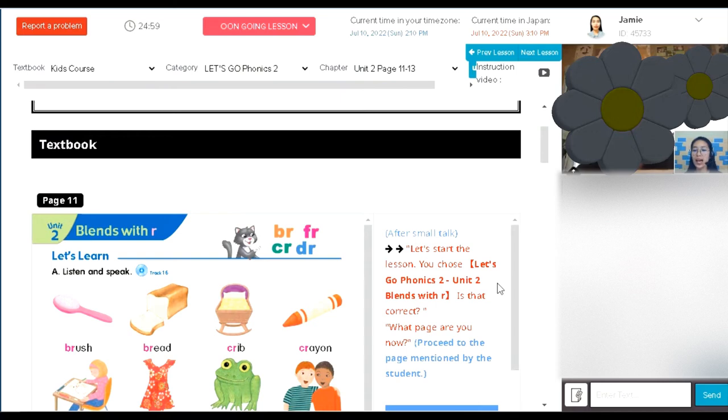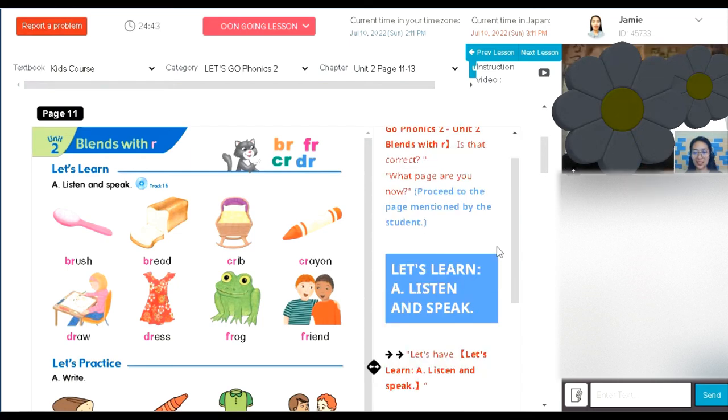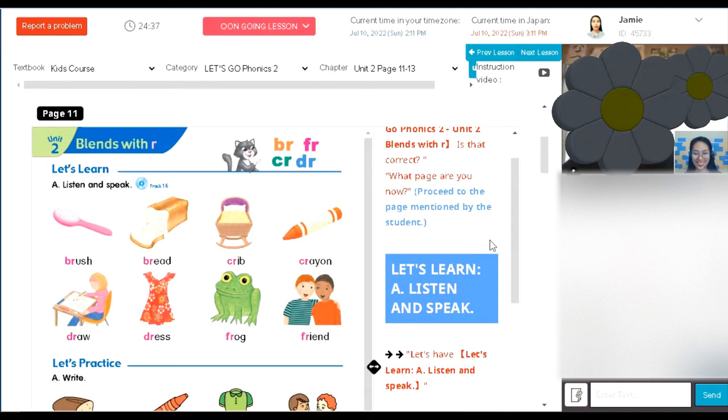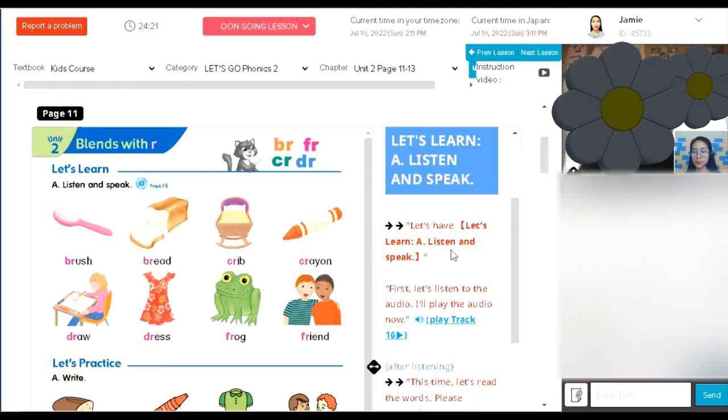Okay, so you chose Let's Go Phonics 2, Unit 2, Blends with R. Is that correct? Okay, so what page are you on now? Do you remember? Page 11 or 13? Is it page 11? Yes. Okay, so let's start on page 11.